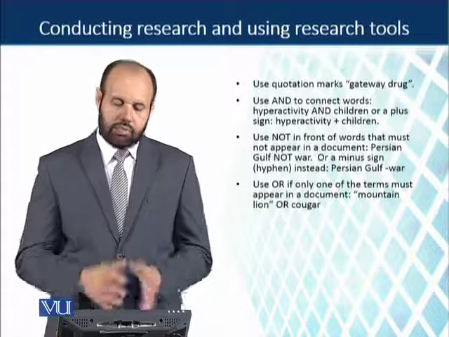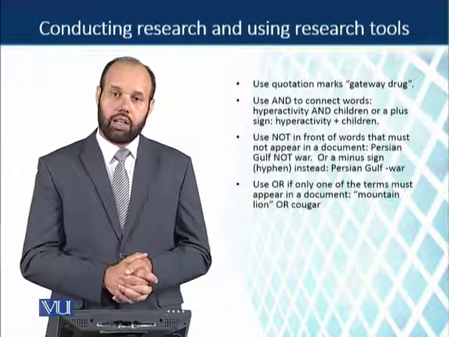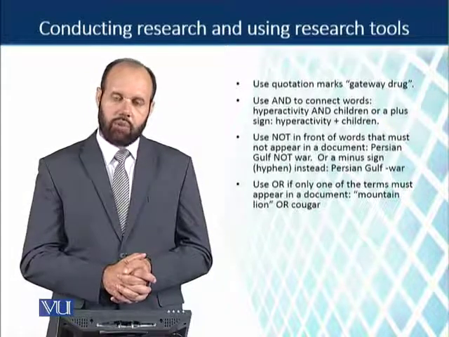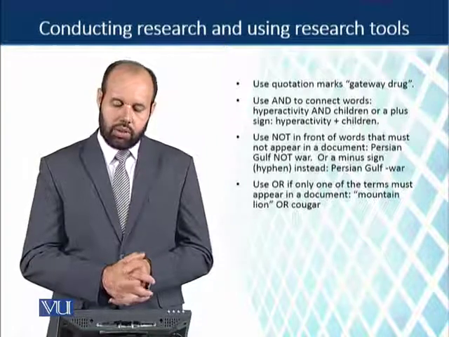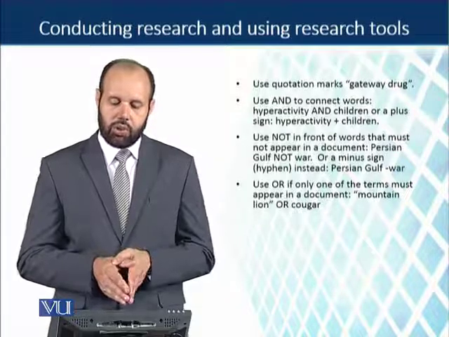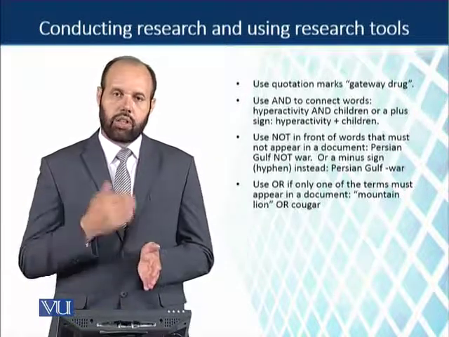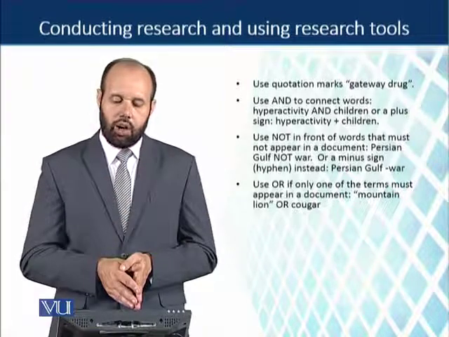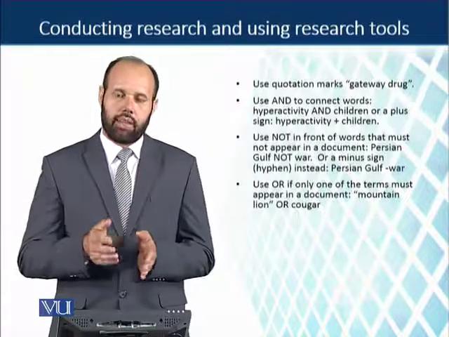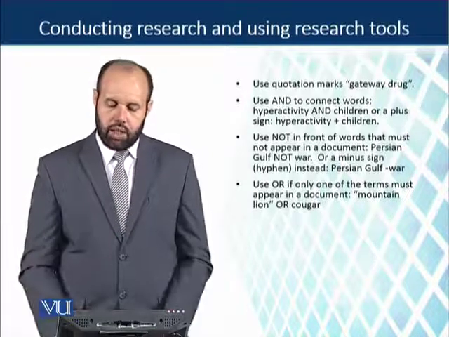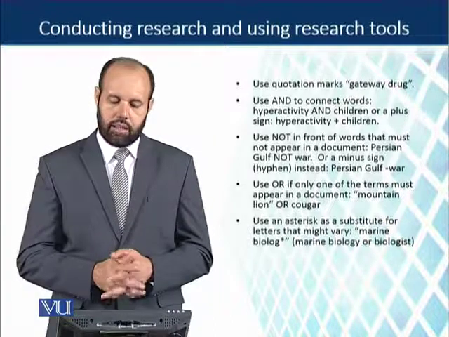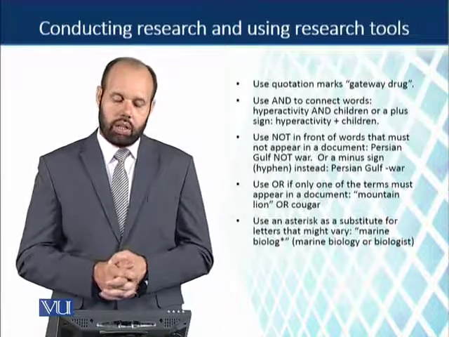And then you can also use the word OR if you want to include terms which may appear in a document, right? For example, you want to include information on mountain lion or cougar, right? So you are using this OR word, and that would provide you the documents which are based on both of those, or any of the two phrases.